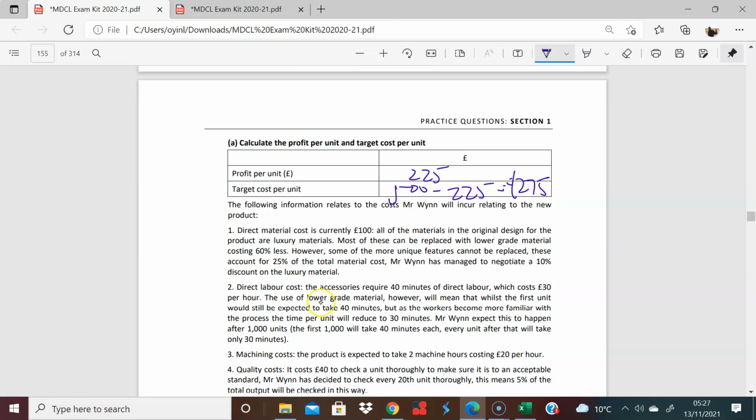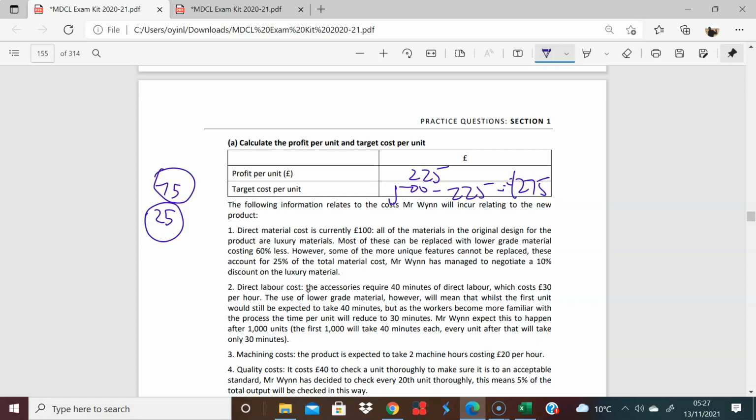I'll probably pause as I go along just to get my head around some of the material. It says here my material cost is currently costing 100. All of the material in the original design were luxury material, but most of this can be replaced with low grade, costing 60% less. However, some of the unique features can't be replaced, and these account for 25% of the current material cost. So if I split this £100 into 75 and 25, this is still the luxury part. So this is the bit that can be replaced.